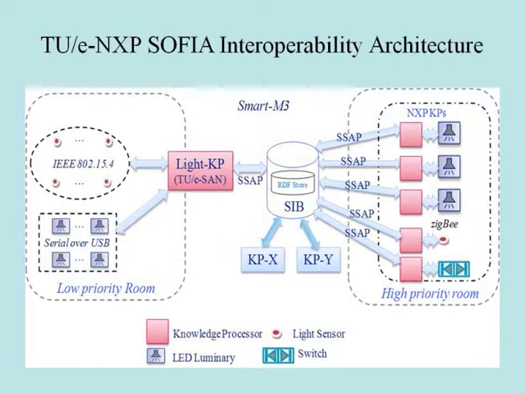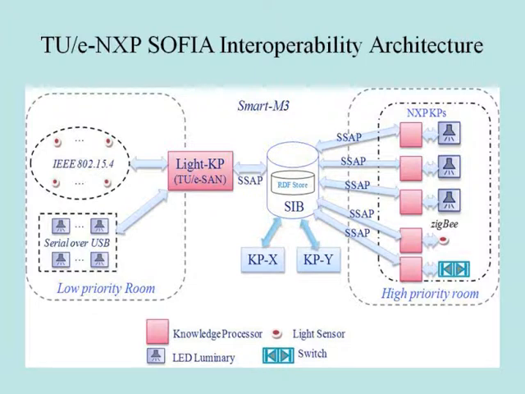The main goal of this demonstrator is to show two different lighting systems based on different architectures interoperating by using SOFIA M3. Here we show the system architecture, where on the left side is a low priority room based on TU/e's OSAS architecture, and on the right side is a room with high priority based on NXP's own lighting system. Interoperability is achieved through OSAS knowledge processors and NXP knowledge processors, with the SOFIA service information broker intermediating between them.